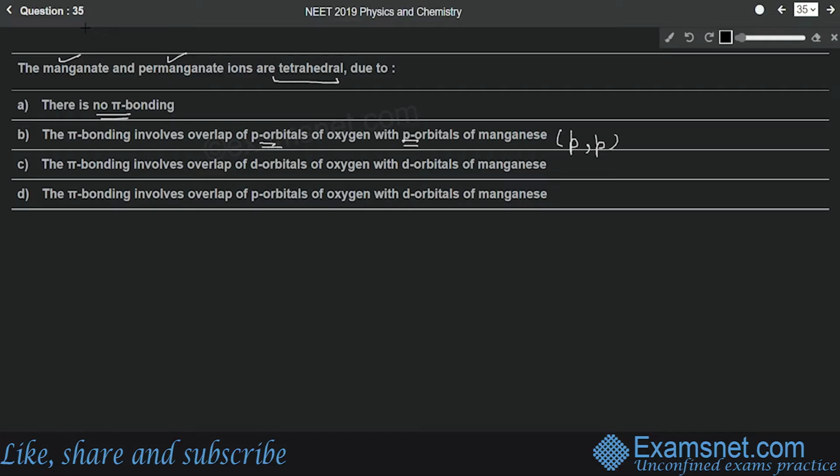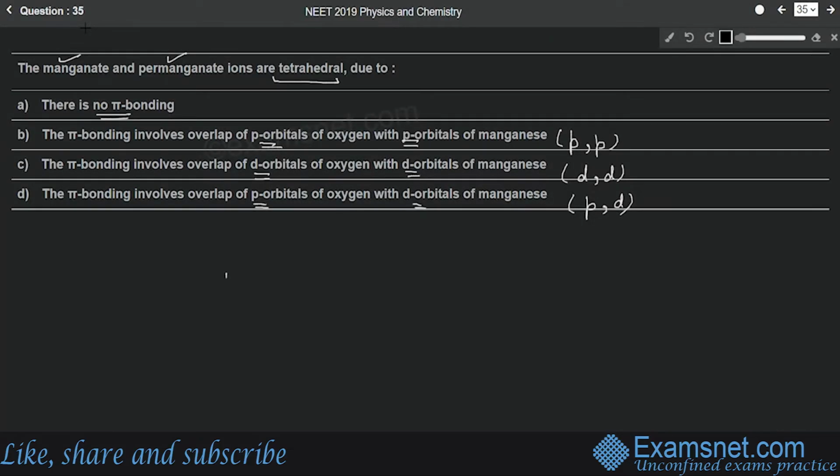In the third one, the pi bonding involves overlap of d orbitals of oxygen with d orbitals of manganese. So here both are d orbitals. And in the last one, it is given that the pi bonding involves overlap of p orbitals of oxygen with d orbitals of manganese. So here one is p and the other one is d orbital. Okay. So let's draw the structure to see if there are any pi bonding or not.